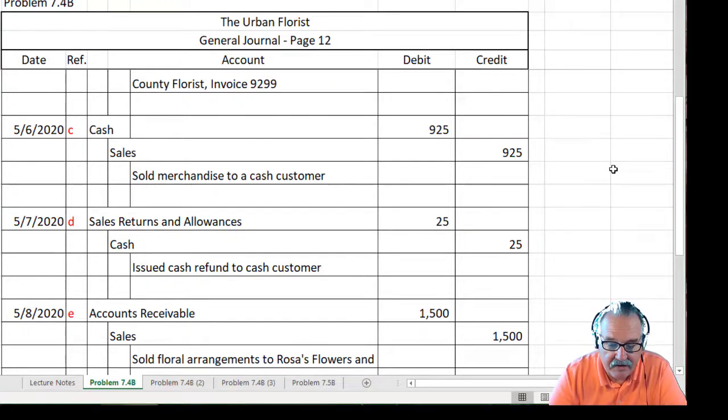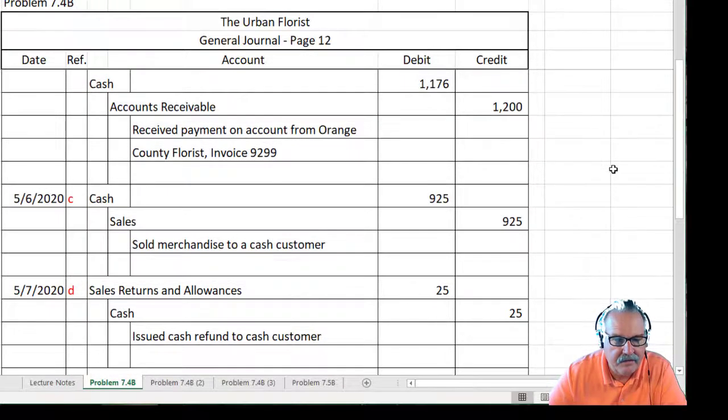And then on the 7th, one of those customers, whoever they were, came back with some bad flowers, or they didn't want them, or something happened that for $25 of sales, they said, hey, look, I don't want this, or whatever it was. So we issued them a cash refund. So we debit sales returns and allowances for $25, and we credit cash for $25. So this is when we issue a cash refund to a cash customer. Sales returns and allowances, like sales discounts, is a contra revenue account or a negative revenue account. It's going to always have a debit balance.